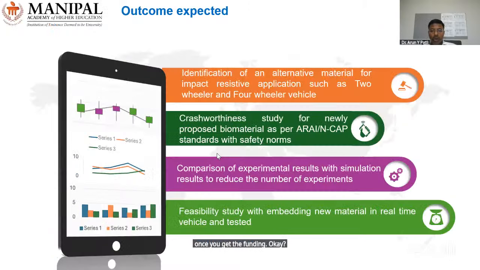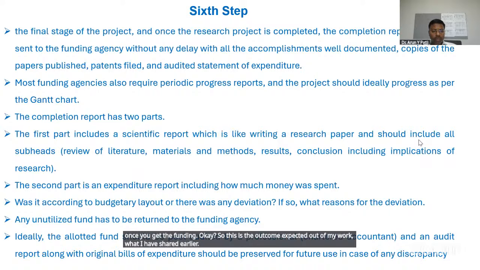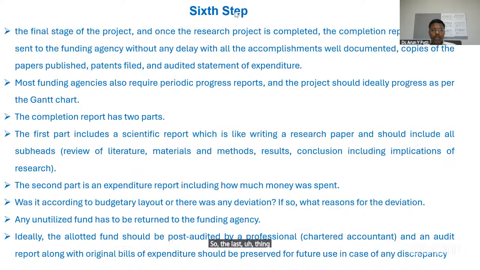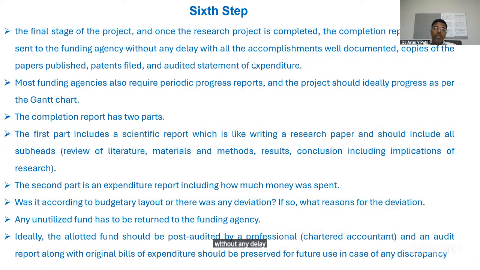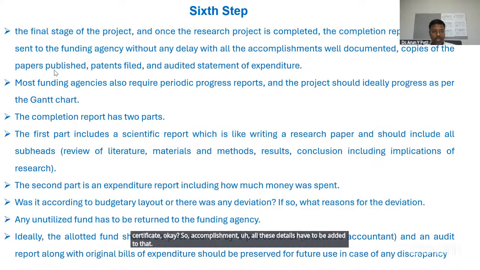Okay. So this is the outcome expected out of my work, what I have shared earlier. The last thing, I think there is some typo error here. The final stage of the project: once the research project is completed, the completion report has to be sent to the funding agency without any delay. Otherwise, they might not give you a successful completion certificate. So accomplishments, whether it's a paper publication, patent filed, or audit statements, all should be part of that.